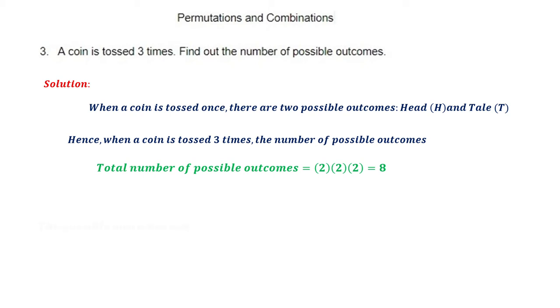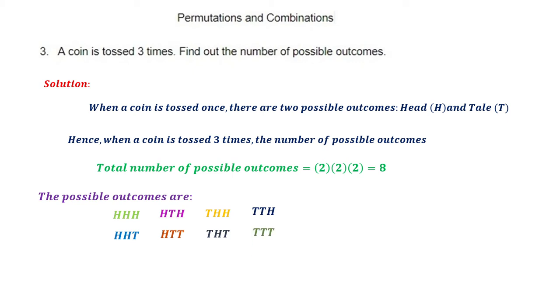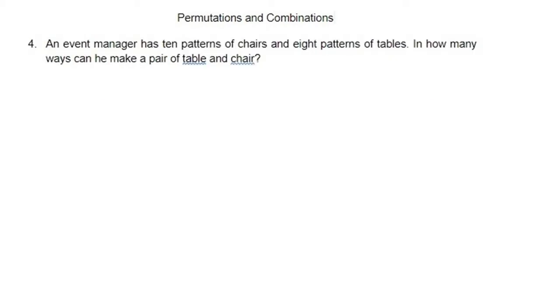Pag chinek mo yun, these are the possible outcomes: head, head, head. Head, head, tail. Head, tail, head. Head, tail, tail. Tail, head, head. Tail, head, tail, I mean. And tail, tail, head. And then tail, tail, tail. So, these are the possible outcomes nung pagtotoss mo ng coins.